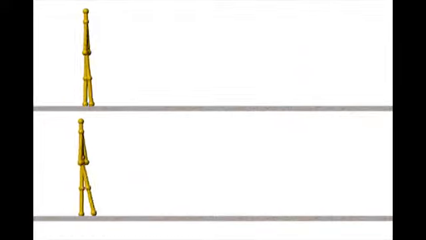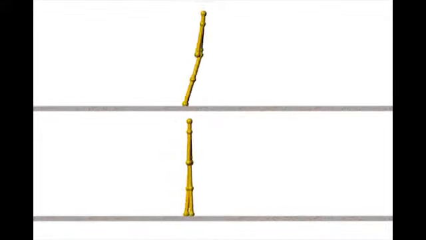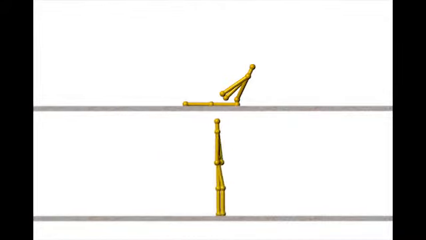Here we demonstrate the effects of the neural oscillator. Without any control, the character doesn't really want to go anywhere and falls over. The neural oscillator ensures that the motion converges to a stable limit cycle.